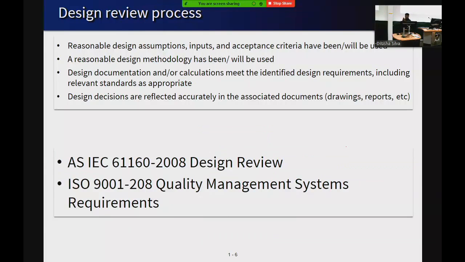There are also standards which provide guidance on design reviews. Now, the Australian standards are mostly available to us through the UWA library, so if you wanted to look that up on the UWA library, you'd be able to find it. And then there are ISO international standards which also deal with similar things.